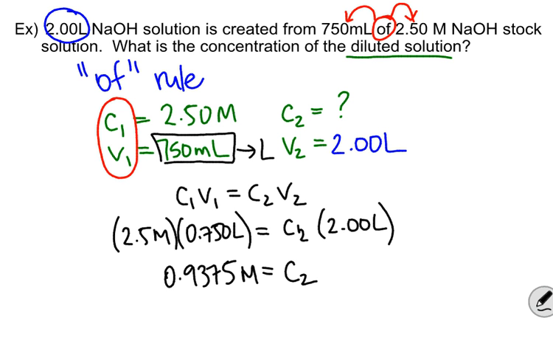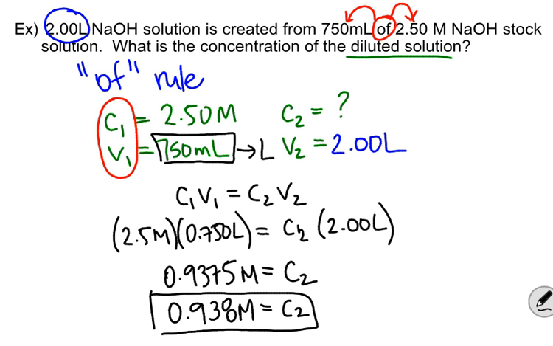That makes sense because it is a diluted solution and the concentration here is less than the concentration that I started with of 2.5. So now I just have to go back and make sure my significant digits are okay. So my final answer would be 0.938 molar. So sig figs and units are very, very important.